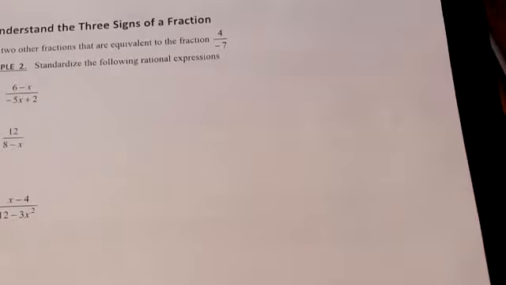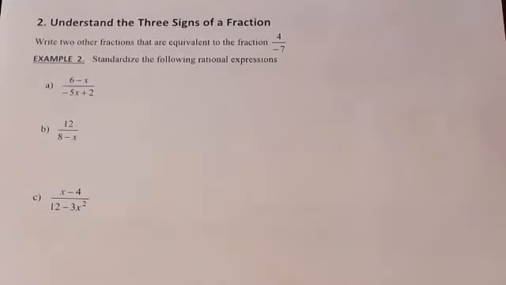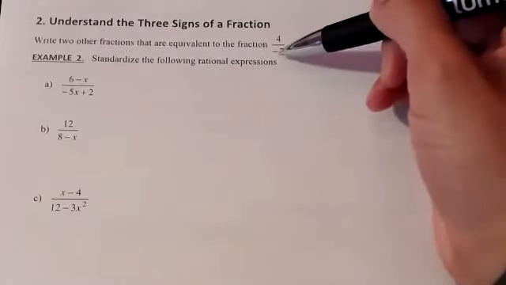Okay, so we're going to write two other fractions that are actually equivalent to our fraction 4/-7. And this is the whole concept behind what do we do with a negative? Where do I put it? Mathematically speaking, and in terms of math etiquette, we always like to bring the negative sign either up front of the fraction or in the numerator of the fraction. We actually typically do not leave our negatives in the denominator.